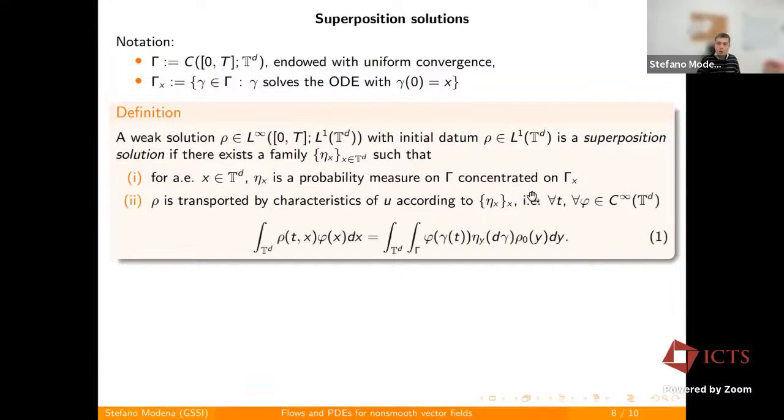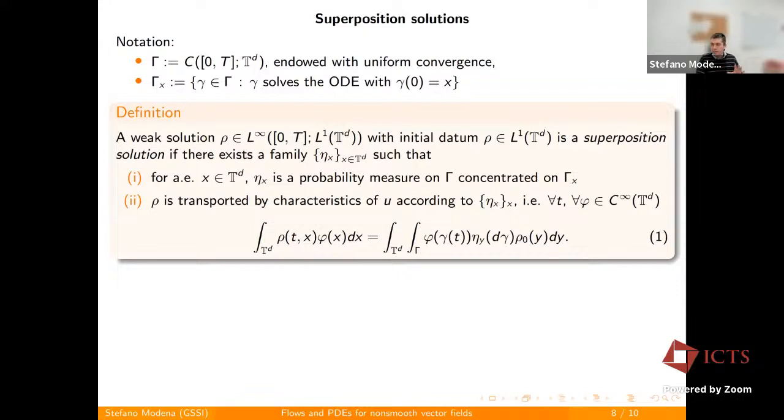In what sense? Well, in the following sense: for all t and for all smooth functions phi on the torus, the integral of rho at fixed time t in x against phi, so this duality, is equal to what? Well, you take phi, you compute it at gamma of t, where gamma is any curve, and then you integrate over all the space of curves according to this probability measure eta_y for fixed y. This gives you a number depending on y, and then you integrate it weighted with the initial density.